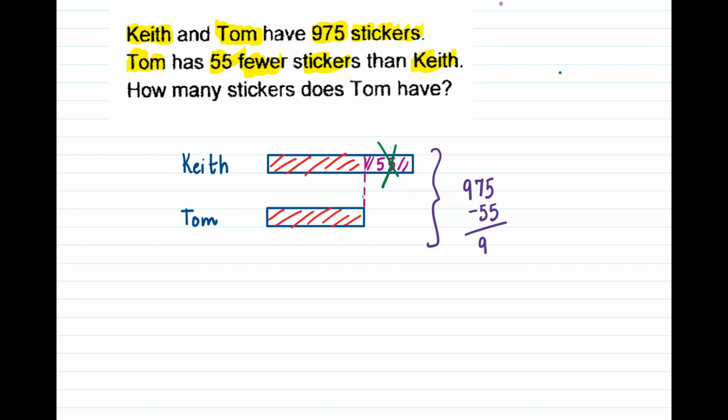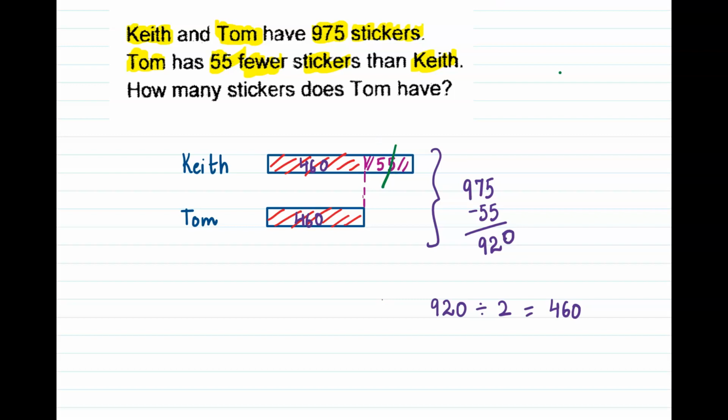So we will be left with 920. So the sum of these two equal bars is 920. So the one red bar would be equal to 920 divided by 2, which is equal to 460. So this part is 460. This part is also 460.